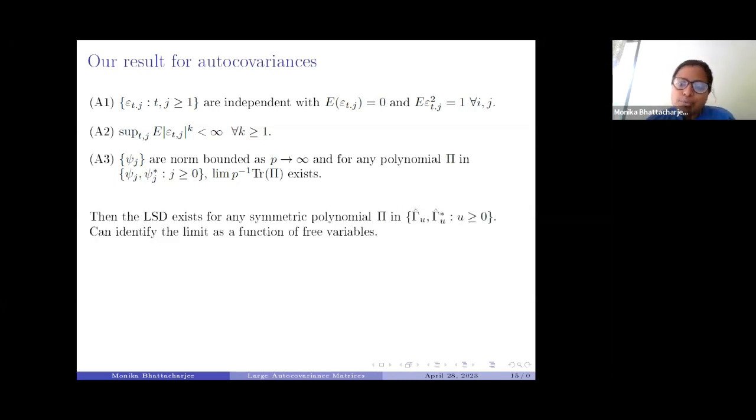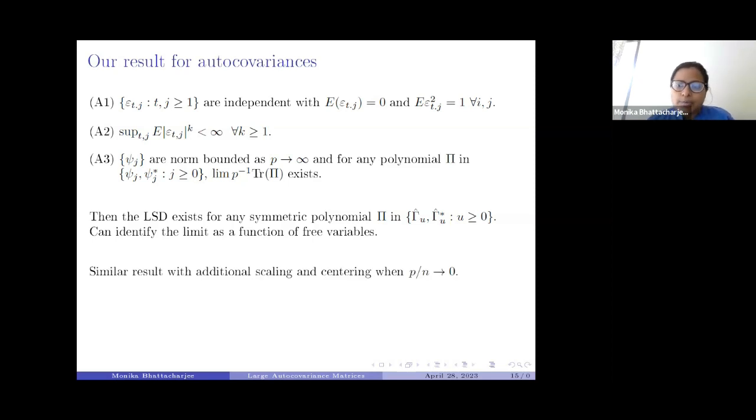Under all these conditions, we prove that the LSD of all symmetric polynomials in sample autocovariance matrices exists, and the limit we can express as a function or polynomial of freely independent variables, which come from non-commutative algebra, and that basically helps us deal with many things. From there we can prove that the LSDs are identical for symmetric product and symmetric sum if u is greater than or equal to q for a moving average process of order q. This kind of result we can very easily prove from this type of description.